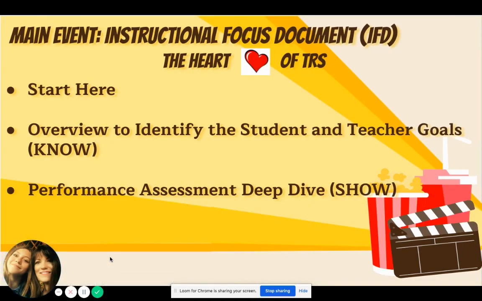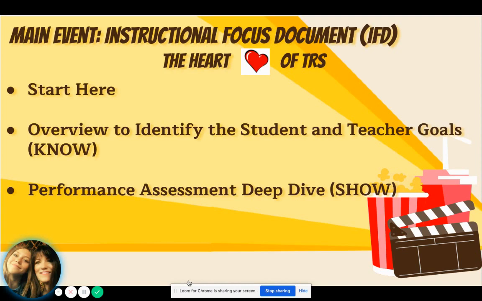So let's get started. Our main event is the instructional focus document. If you hear the TEKS resource people talking about this, or you hear Region 10, they all say it is the heart of TRS, and it really is. So this is where we say to start. You'll see on our updated pacing tools, as well as our unit previews, they both say please start at the IFD first, and that is because it is the heart of TRS.